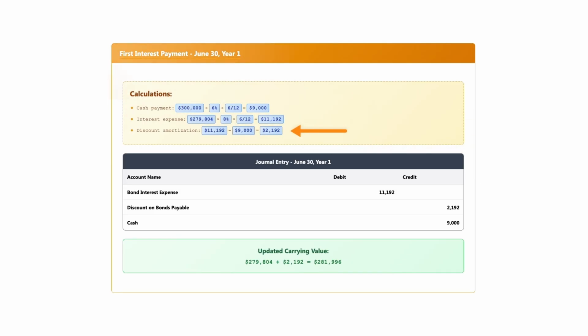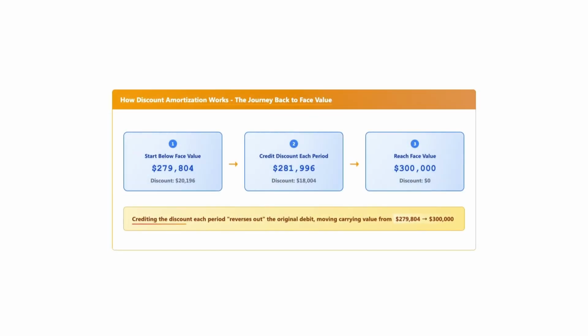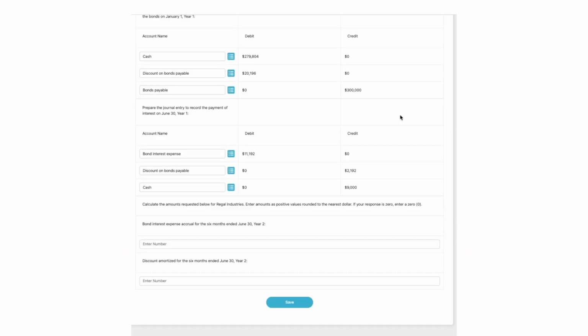So you can picture it like the discount causes the initial issuance price to be below 300,000. And now we're going to be reversing that out by crediting it, because we initially debited the discount and now we're going to credit it to slowly ease it out. That way we eventually end up at 300,000, the original face value. So now our updated carrying value: we had 279,804 plus this amortization of 2,192. So now the carrying value is 281,996. So it's going to increase each period until it gets all the way up to 300,000.